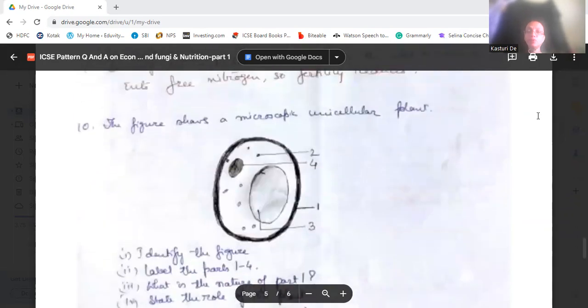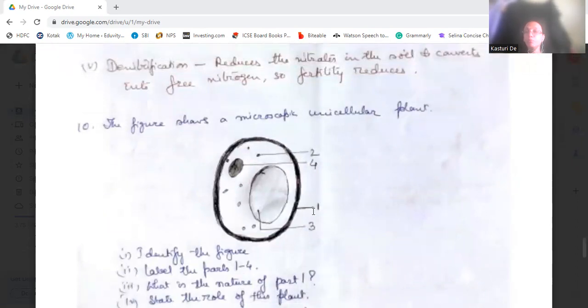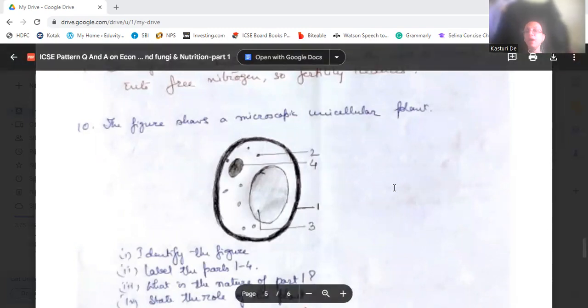Okay. So this is a diagram. We see 4 marks, that is 1, 2, 3, and 4. Identify the figure, label the parts 1 to 4. What is the nature of part 1 and state the role of the plant.